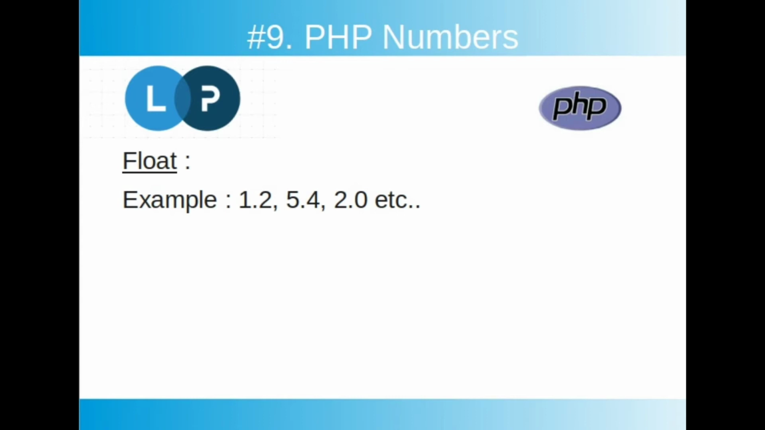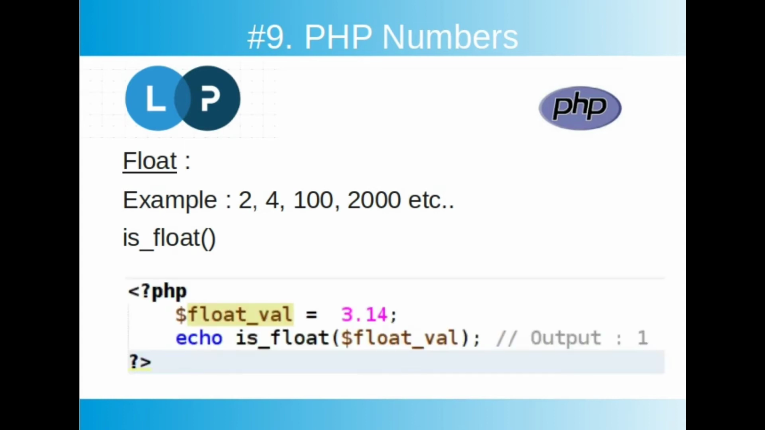To check whether a number is a float or not, we have the is_float function. By this is_float function, we can understand whether the number is a float or not, just like the is_int function for integers. Now with an example, we can see $float equal to 3.14. If we pass this $float variable inside the is_float function, we can see the output is 1. The output is 1, that means the value is a floating number.